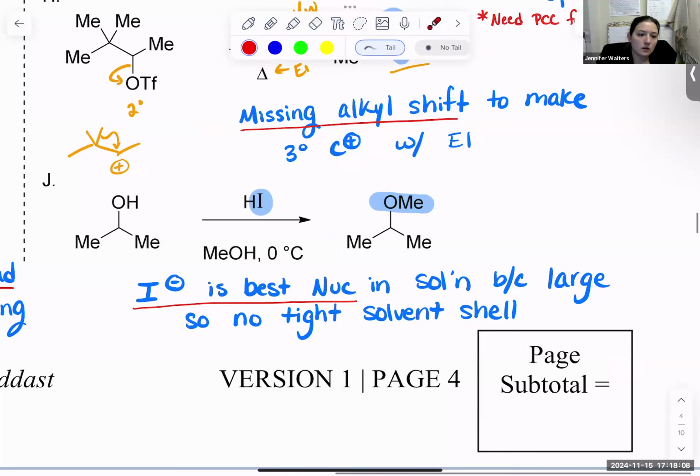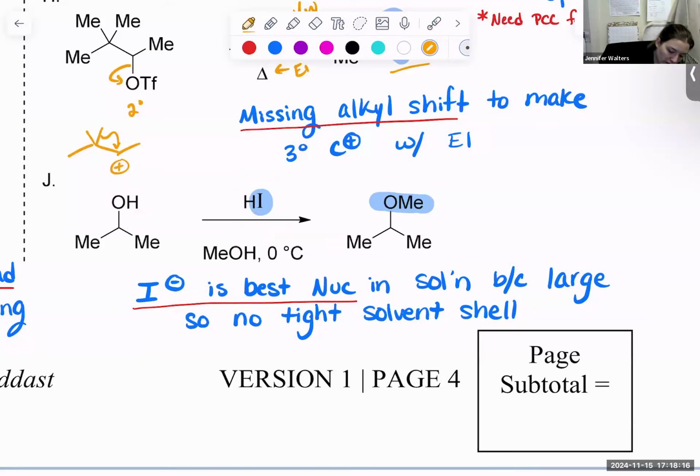J. So looking at J, I see that I have an alcohol with a strong acid. Sweet, I'm going to protonate something. So I'm going to end up with that oxonium ion and iodide and methanol.